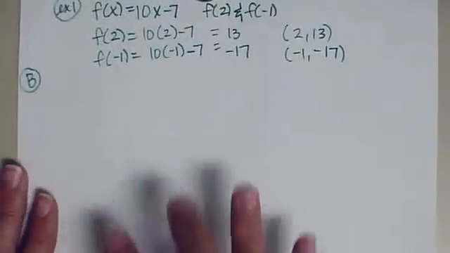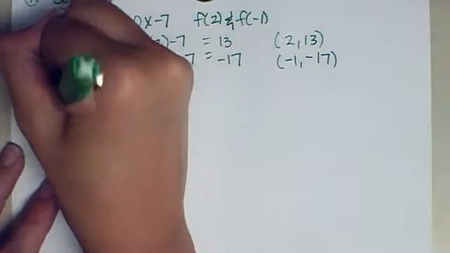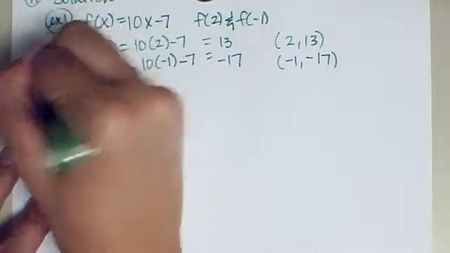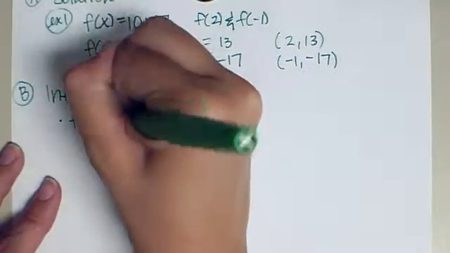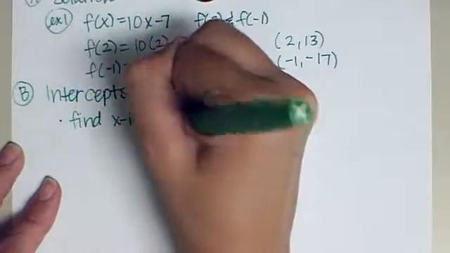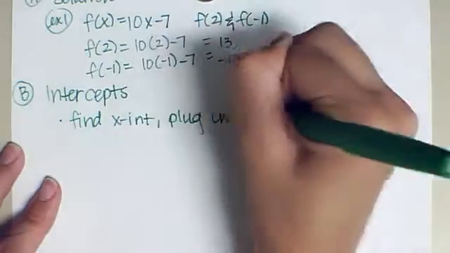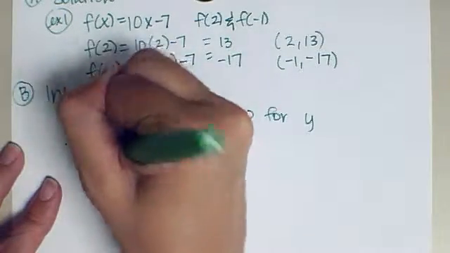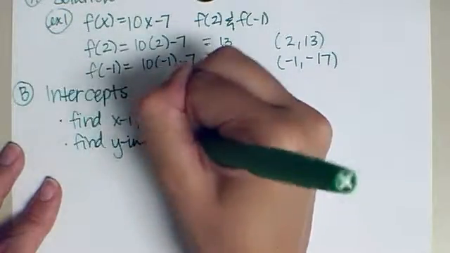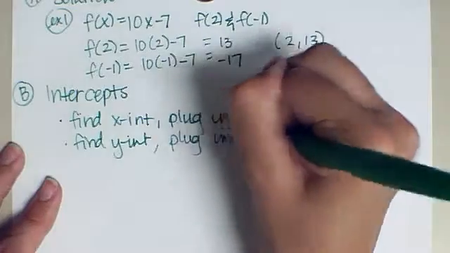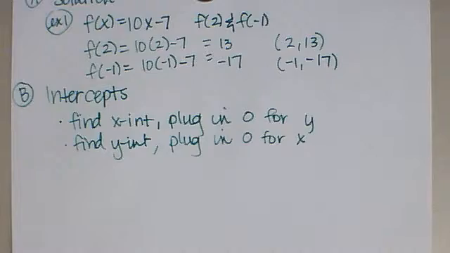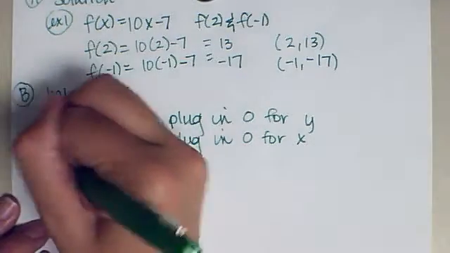Okay, part B is about intercepts and how to find your x and y intercepts. To find your x intercepts, you're going to plug in 0 for y. To find your y intercepts, you're going to plug in 0 for x. Now, the y-intercept is usually the easier of the two. Let's look at an example and I'll try to show you why.